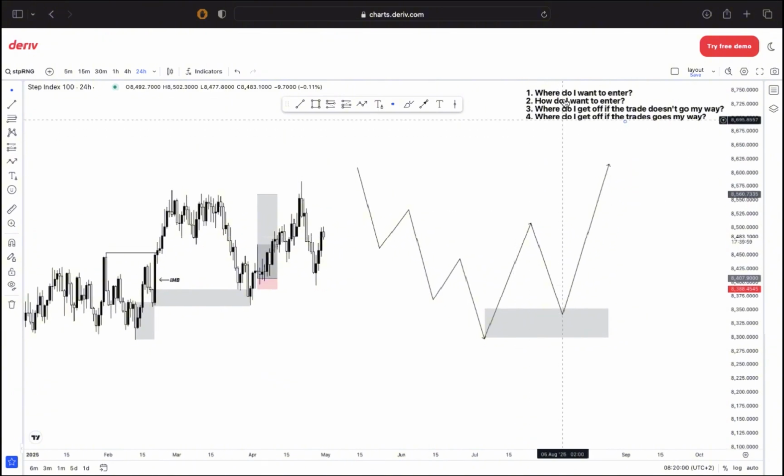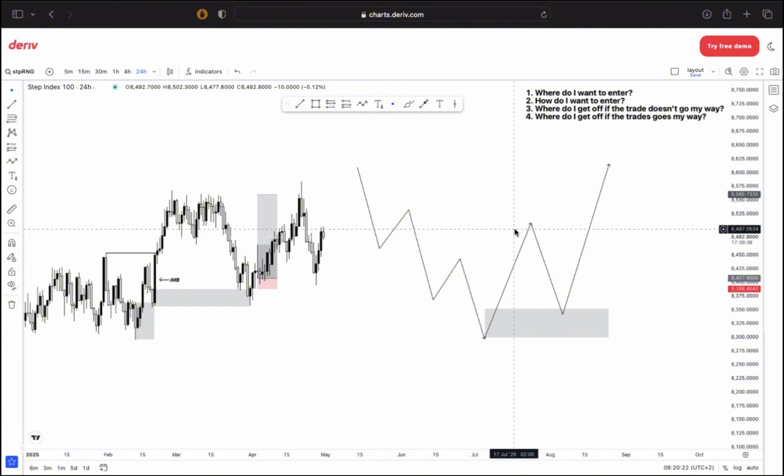Because now, where do I want to enter? I want to enter from areas of demand, provided that I have a trend change, right? Now, how do I want to enter? Again, as I mentioned, you have to wait for that trend change first before looking to enter the market.